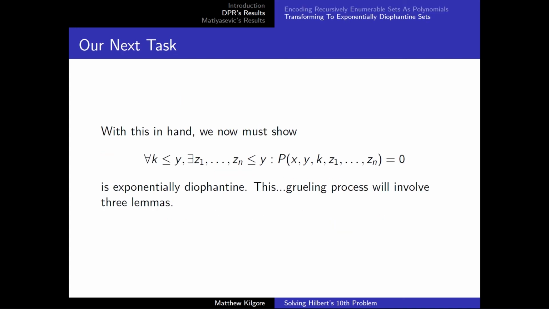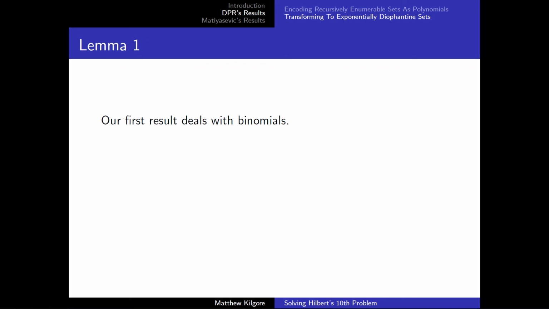Now, Davis normal form is interesting. However, it's not quite what we want. The for all sign really makes it hard to deal with. Ideally, we'd like to show it's Diophantine, but we're going to settle with showing that it's exponentially Diophantine. This process involves three large lemmas. The first lemma that we're going to prove deals with binomial coefficients.